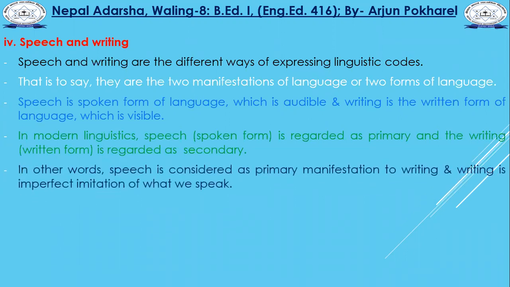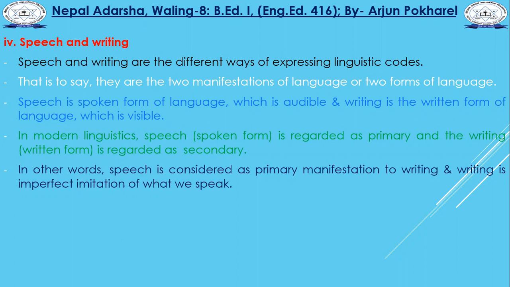In other words, speech is considered the primary manifestation to writing, and writing is the imperfect imitation of what we speak. Because speech is primary, whatever we speak, we write the same in a bit different way. That's why it is an imperfect imitation of what we speak. We don't write exactly how we exactly speak. It is an imperfect imitation of what we speak.